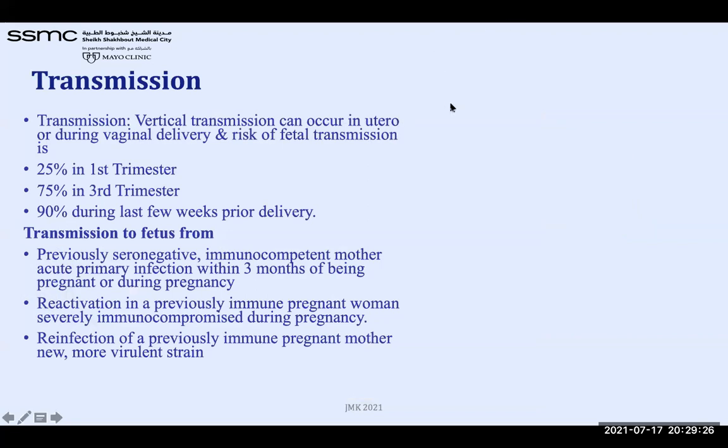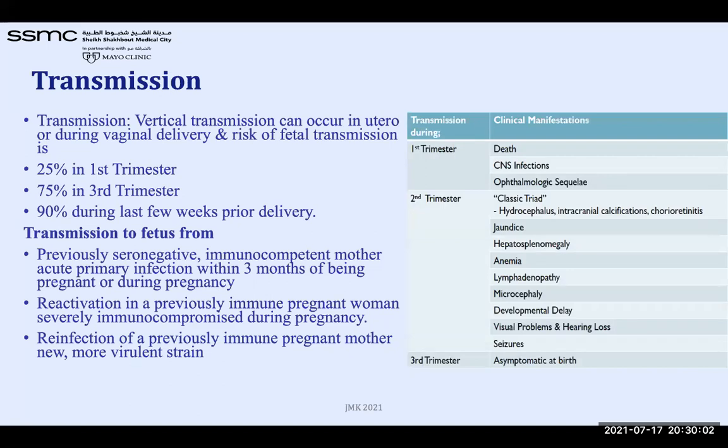Transmission, how it is transmitted, is vertically transmitted, can occur in utero. So as I said, 25% in the first trimester, 75% in the third, and 90% during the last few weeks prior to delivery. So that's how it is, in the later part of the pregnancy the chances are higher. Transmission to the fetus can be from a previously seronegative immunocompetent mother, reactivation in a previously immune pregnant mother, or reinfection of a previously immune pregnant mother.